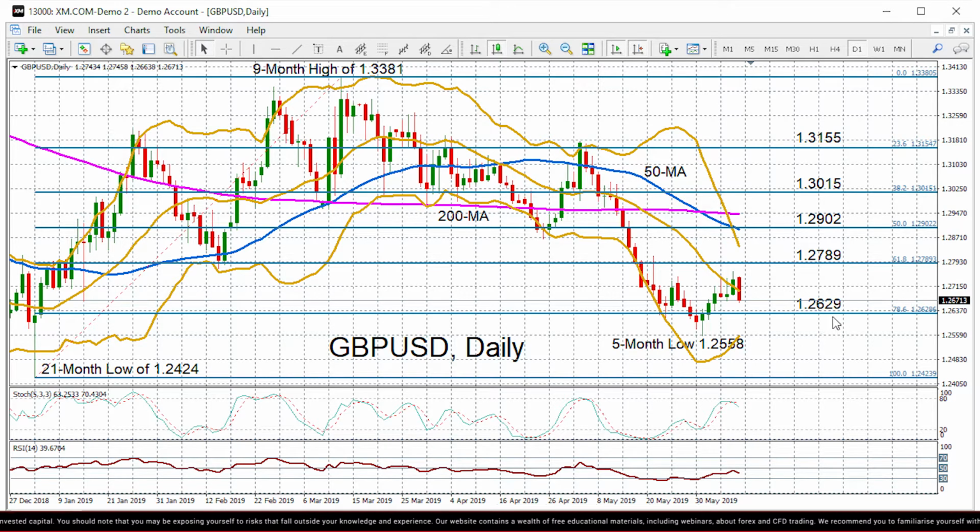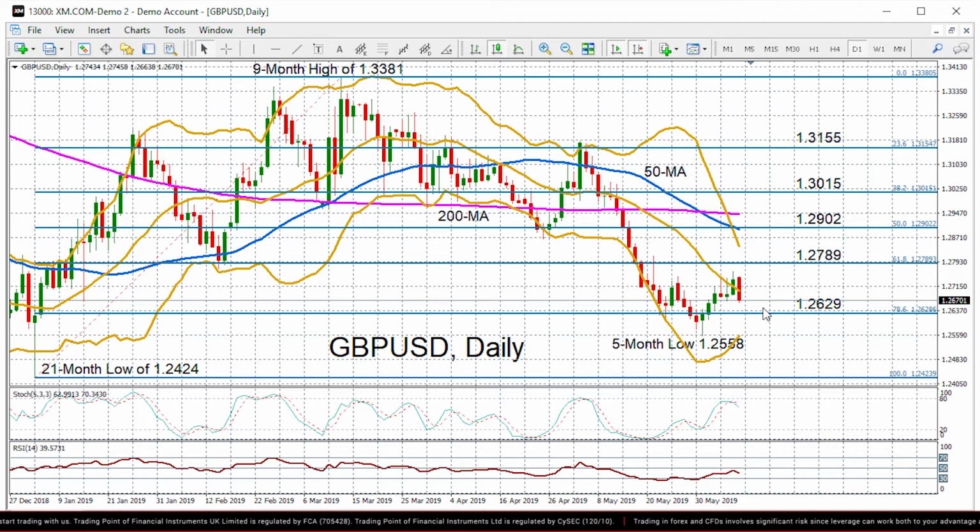If that support is breached, we then have the lower Bollinger Band, which is at 1.2558. That also happens to be the 5-month low touched at the end of May, and if that level is broken as well, we could then see pound dollar heading back towards those lows touched earlier in January.